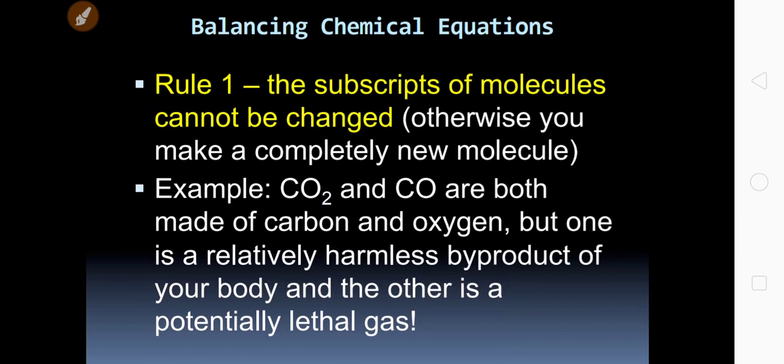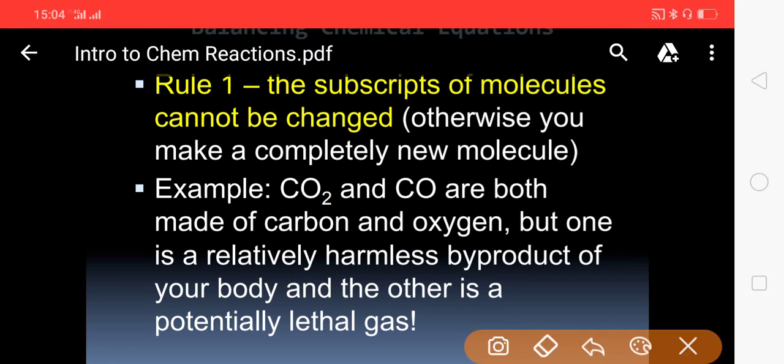So today we understood what a skeleton equation is and what a balanced equation is, and also let us try to understand how to make a skeleton equation into a balanced equation. In the next classes we will discuss the uses of balancing an equation, what the meaning of a balanced equation is, and why we should balance an equation. Today let us understand the rules. Rule number 1 is that the subscripts of the molecules cannot be changed.